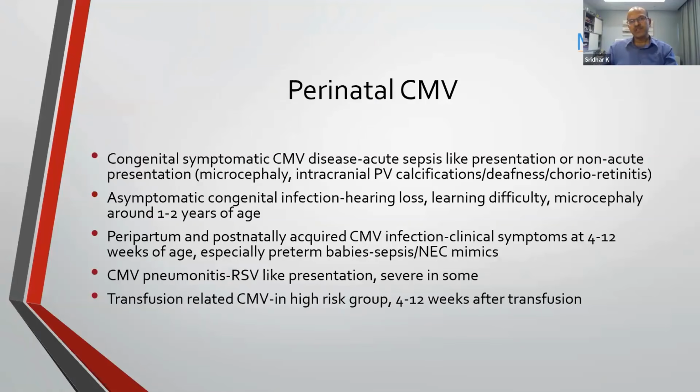So in terms of how the CMV infection can present in the perinatal period, we have the congenital symptomatic CMV where it's an acute sepsis-like presentation right from birth, or it can be a non-acute presentation with microcephaly. You have cranial ultrasound done because you have IUGR with microcephaly, possibly liver function abnormalities. Then you see periventricular calcifications. The baby then goes on to develop deafness, and chorioretinitis may be either there at birth or it may progress. So it's important to monitor both the visual and hearing in these babies for longer term.